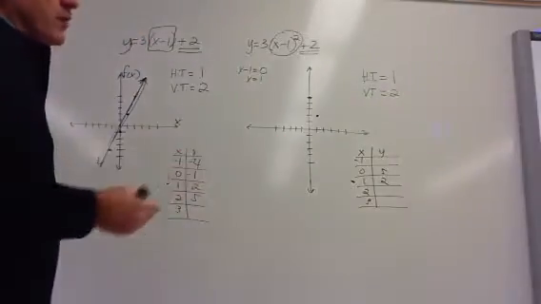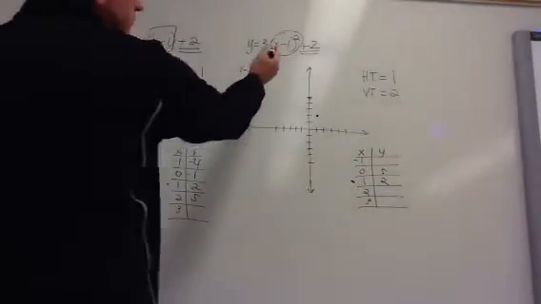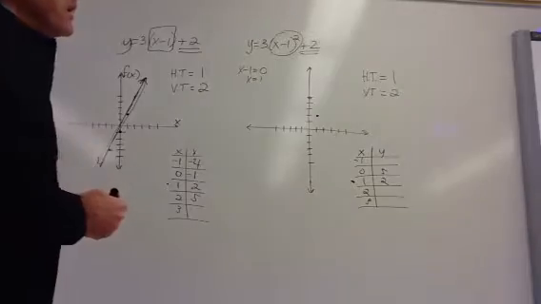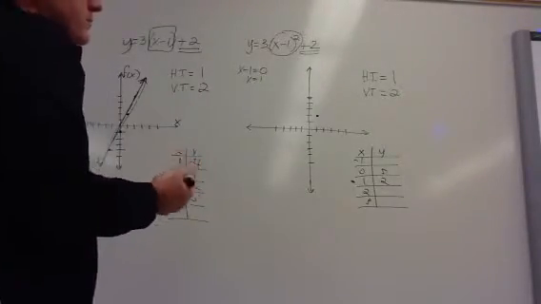And then let's go 1 to the right to make things a little bit easier here. So put in a 2 here. 2 minus 1 is 1. 1 squared is 1 times 3 is 3. 3 plus 2 is 5.